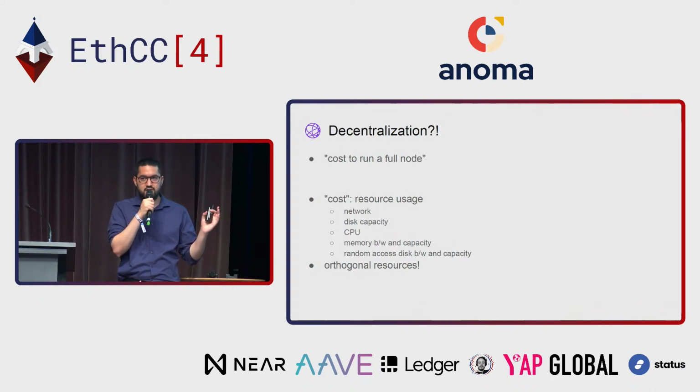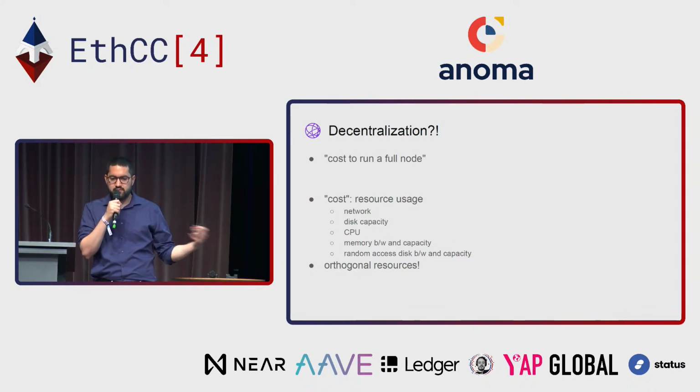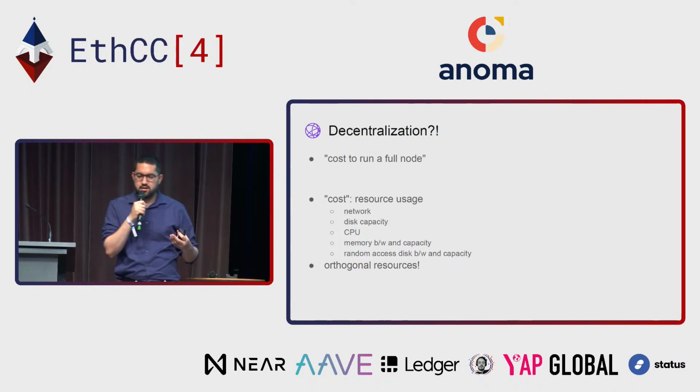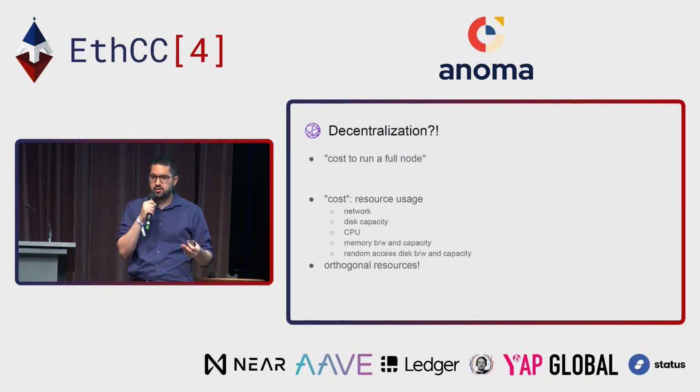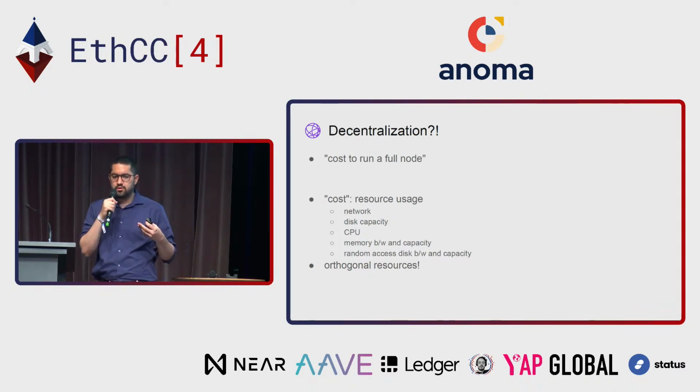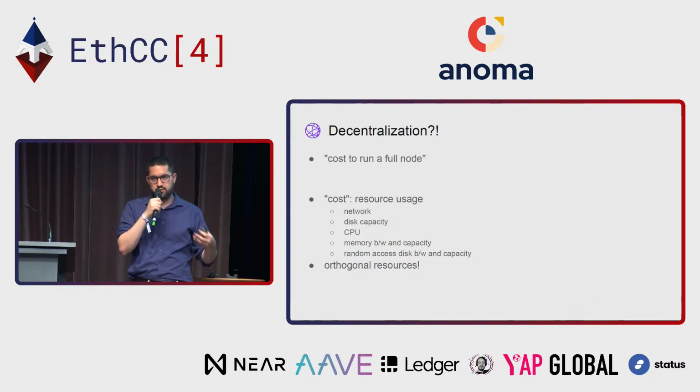It's not the number of nodes in the network. It's essentially the cost to run a full node. So all these resources that we discussed before, network, disk capacity, CPU, memory bandwidth and capacity, random access bandwidth and capacity, all of these orthogonal resources are parameters that you use to determine the cost to run a full node.